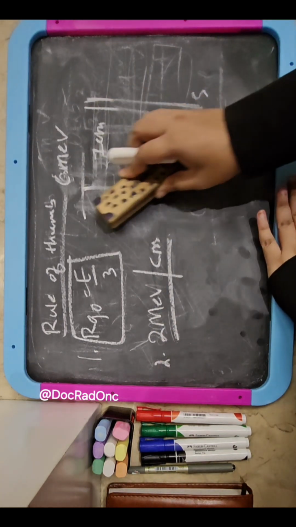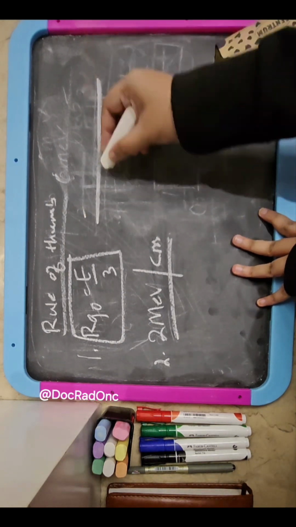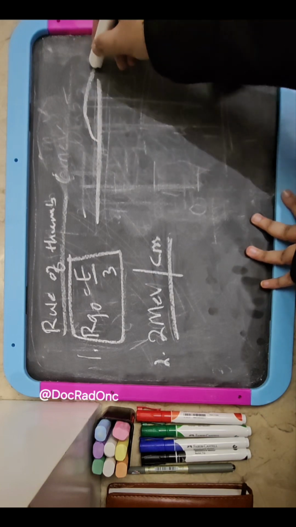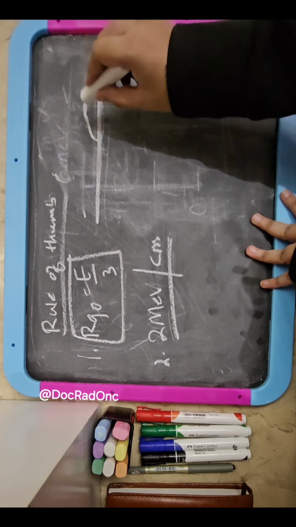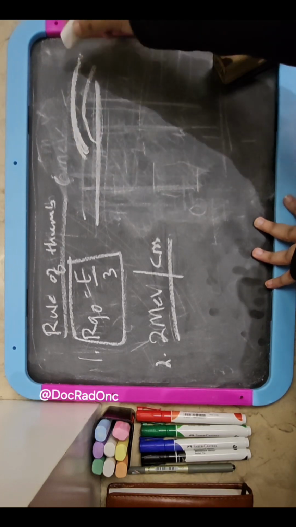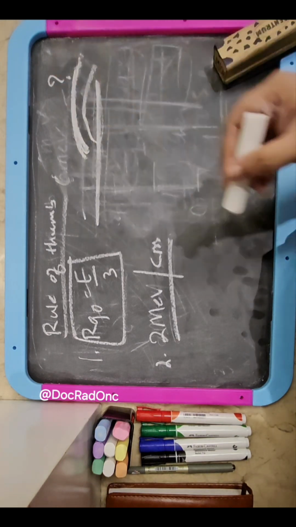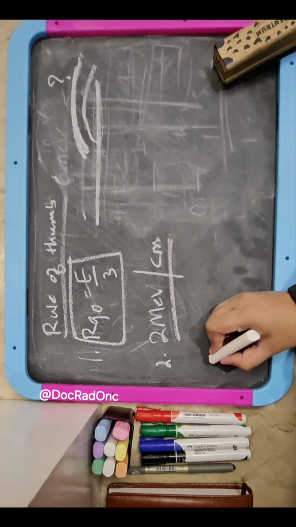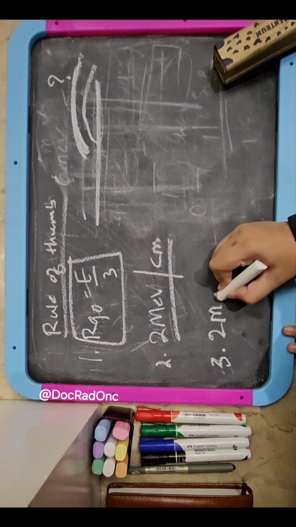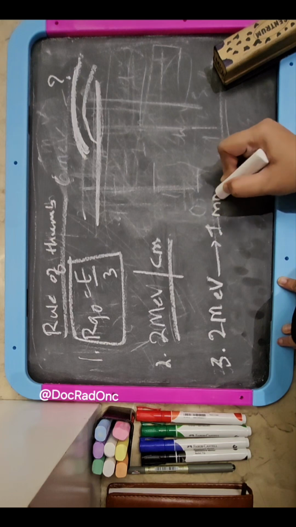Alright. The third point is, if you have to treat some lesion, but there is a critical structure near it, for example an eye near the structure, then you need to use a shield, a lead shield. So what thickness of lead shield will you use? The third rule of thumb is, for every 2 MeV of electron energy, you need 1 mm thickness of lead.